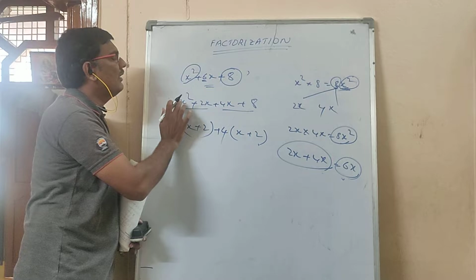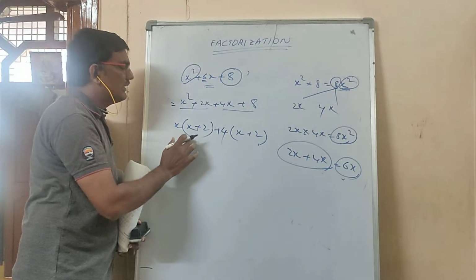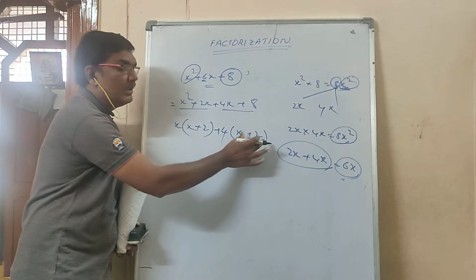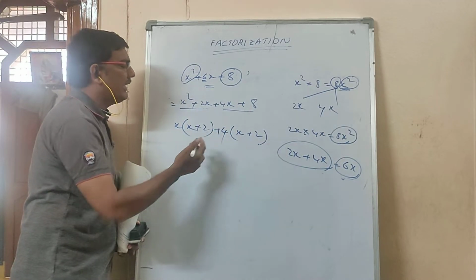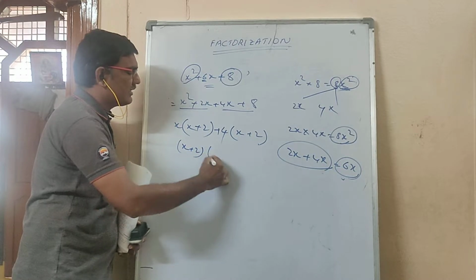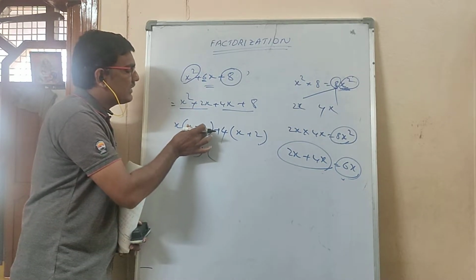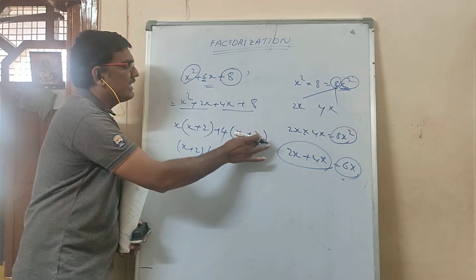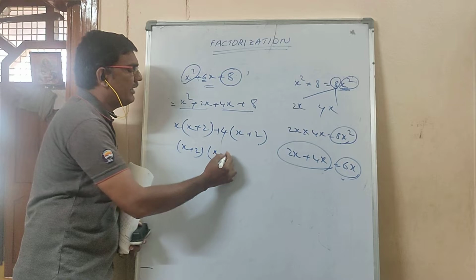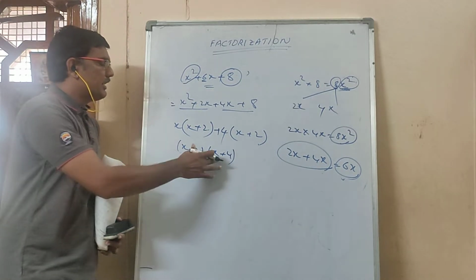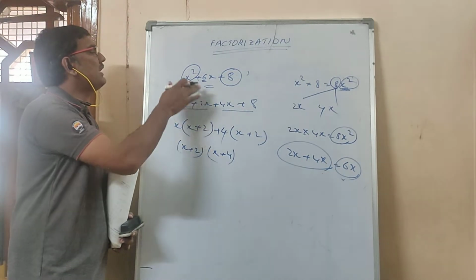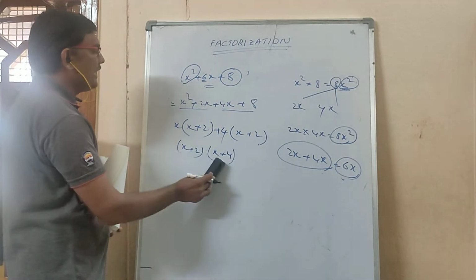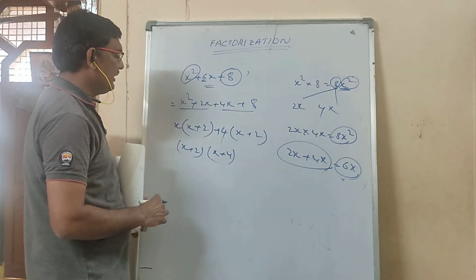Now this step has 1, 2, 3, 4 terms. This step has only 2 terms. It is one term plus another term. In these two terms, what can you take as common? (x plus 2) we can take as common. In this, if you take x plus 2 as common, what remains? X. And with the other, if you take x plus 2 as common, what remains? Plus 4. So (x plus 2) into (x plus 4) is the factorization of this one. Okay. Now if you multiply these two, you should get this one. See, checking up.